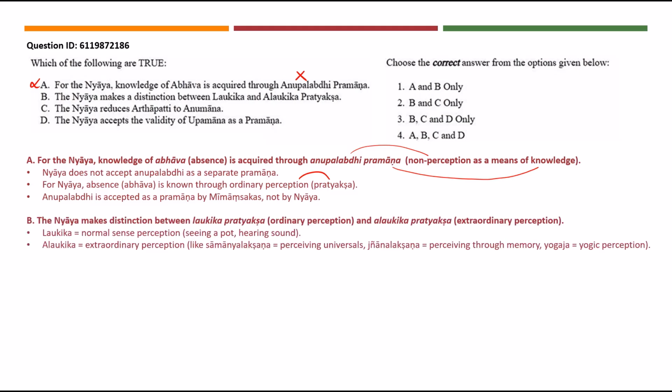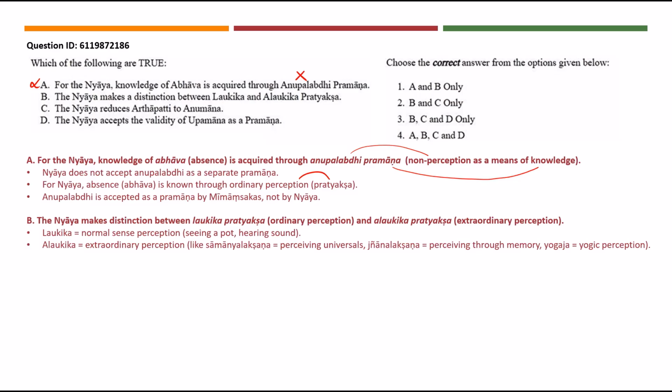The Nyaya makes a distinction between Laukika and Alaukika Pratyaksha. What is Laukika Pratyaksha? It is ordinary perception. What is Alaukika Pratyaksha? It is extraordinary perception. The Nyaya makes a distinction between ordinary perception and extraordinary perception.